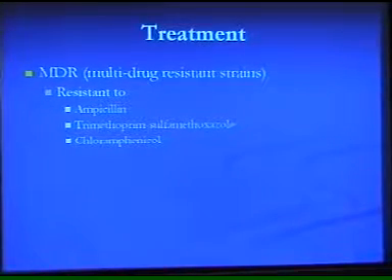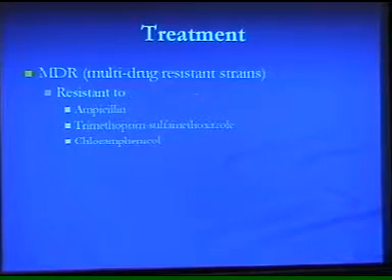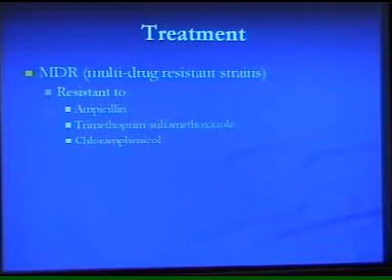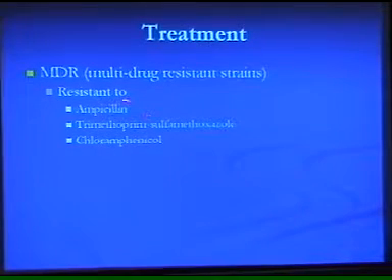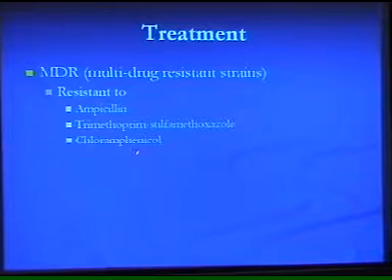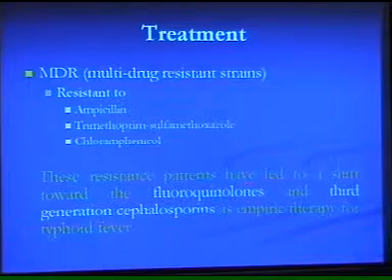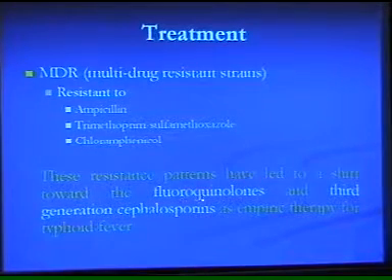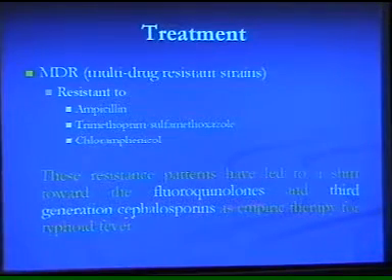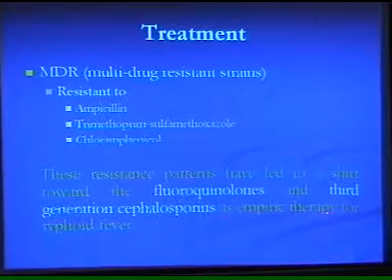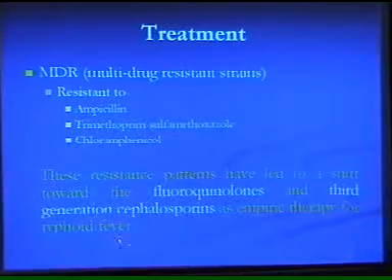What's the treatment? The treatment is complicated by multi-drug resistant strains. Initially, the Salmonella typhi was sensitive to ampicillin, Septran or trimethoprim-sulfamethoxazole, and chloramphenicol. But over the years, it has acquired resistance, and this has led to a shift toward the fluoroquinolones and third-generation cephalosporins as empiric treatment for typhoid fever.